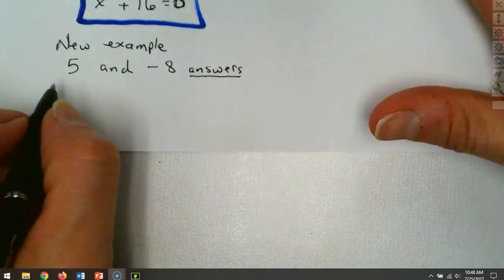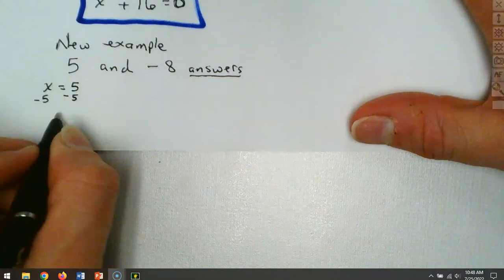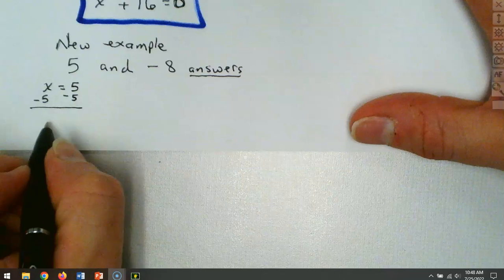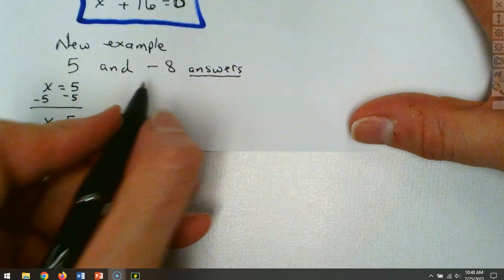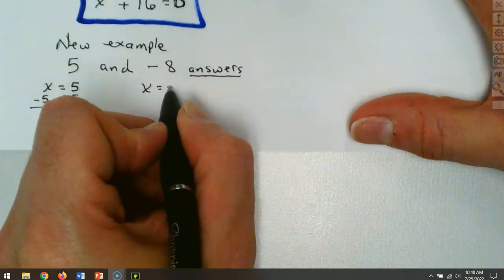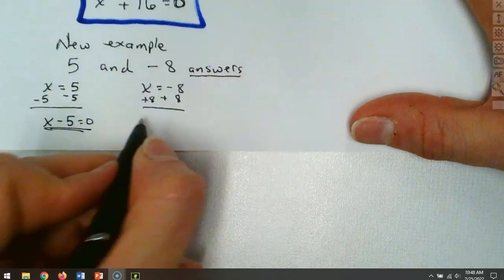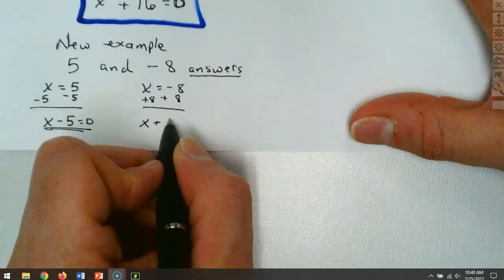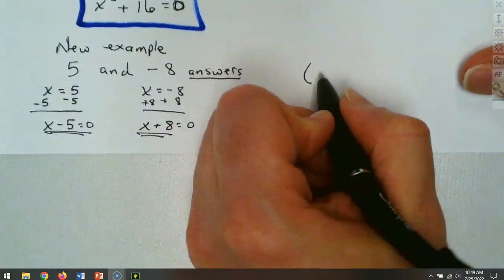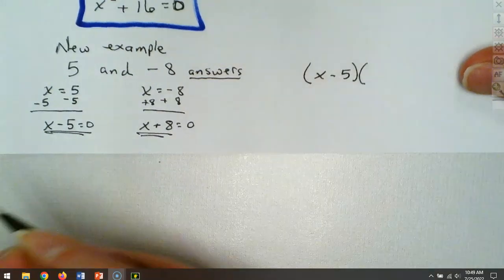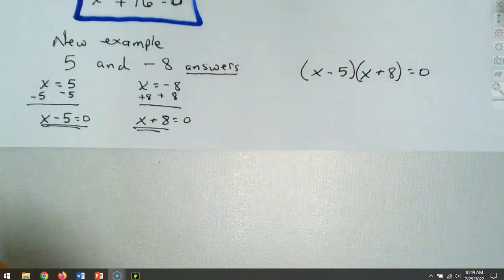So what we do is we know x equals 5, so I move it over. My first parentheses is going to be x minus 5 equals 0. And then the other one is x equals negative 8, so I move it over, and x plus positive 8 equals 0. Now I put them together, and I FOIL, and I get my original equation.